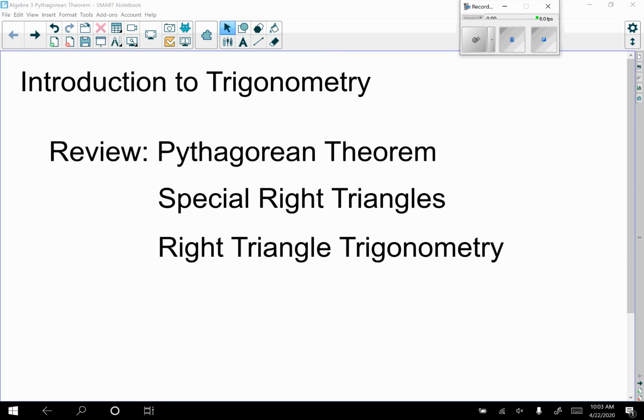Again, you've seen that before. And then right triangle trigonometry. That's just looking at sine, cosine, and tangent. So we want to revisit all of these because we're going to need them as we move into more advanced trig topics. So just for today is going to be a Pythagorean theorem review.